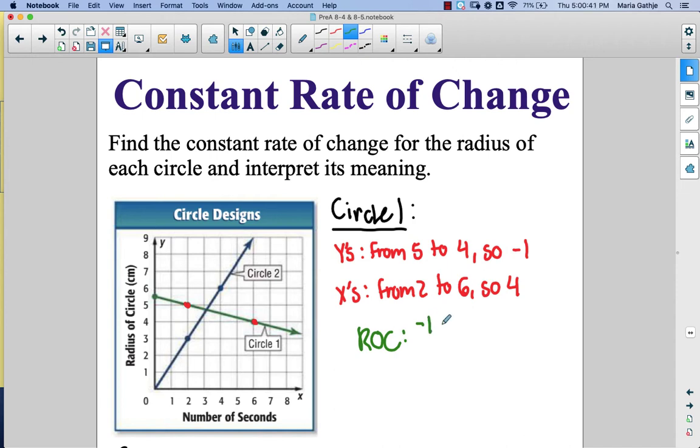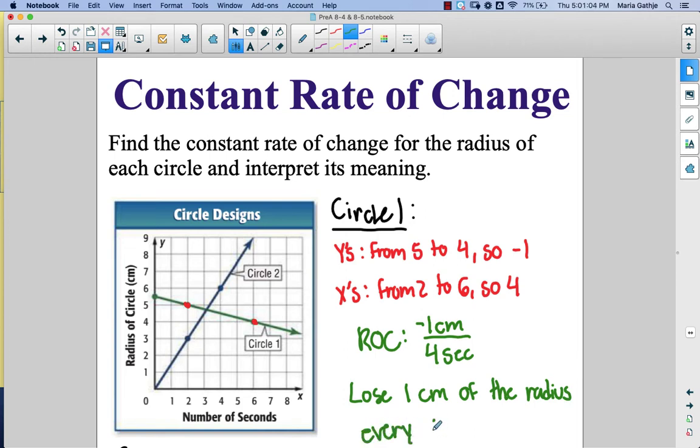becomes -1 centimeters over 4 seconds, meaning that for every 4 seconds we lose 1 centimeter of the radius. And that comes from reading the labels on the graph. So -1 means we're losing 1 centimeter of the radius, because that's our label, for every 4 seconds.